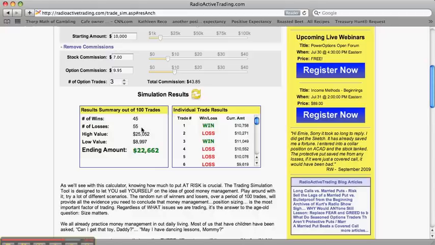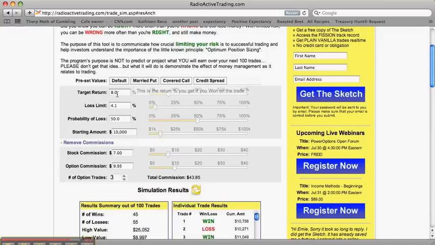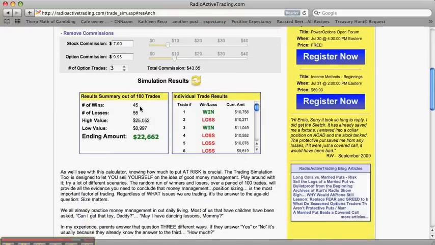Now here we've got the flip side. Instead of 55% winners, we've got 55% losers. We took $10,000, rolled it up to $25,000. Along the way, we experienced a drawdown, but that drawdown was only about 10%, not 20%. And our ending amount, we more than doubled our money. Isn't that interesting? We did better with a more modest return target and with a terrible trading record.